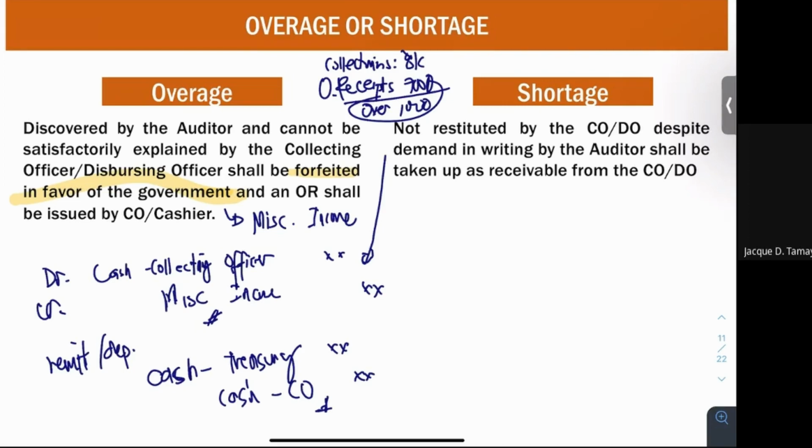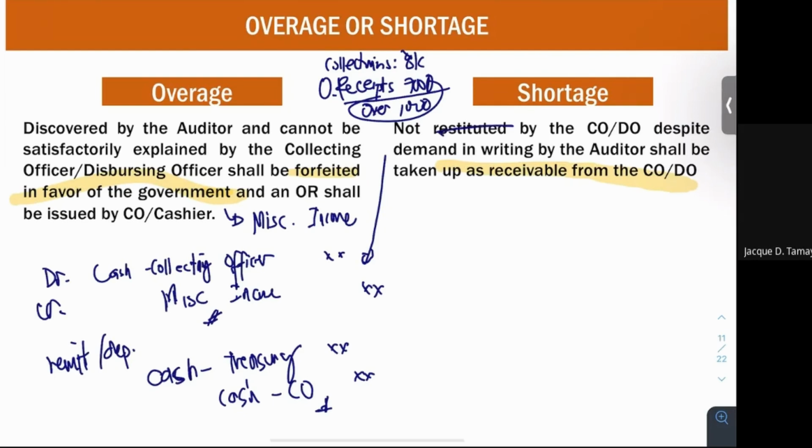How about shortage? For shortage, it is not restituted to the collecting officer or disbursing officer despite demand in writing by the auditor. It shall be taken up as a receivable. Okay? So directly, it is a receivable. Unlike before in your financial accounting, what you do is ask if it is attributable to the collecting officer. If it is, then we set up a receivable. However, if not, then we treat it as a loss.